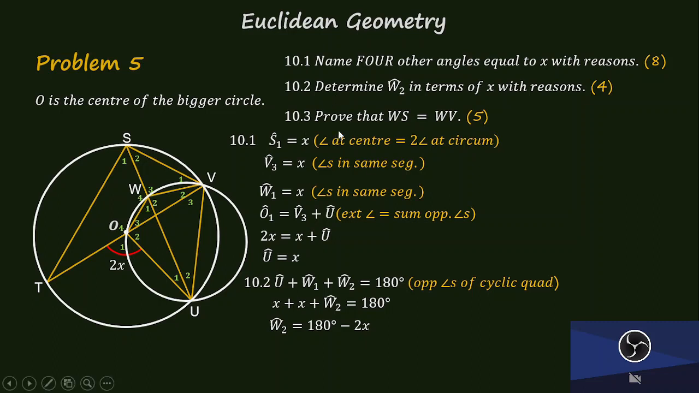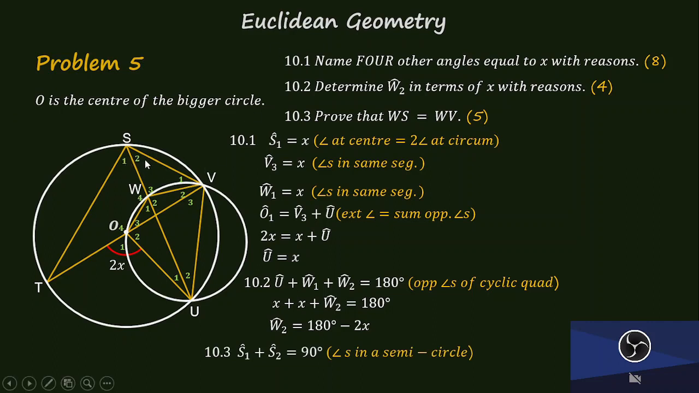The third one, they want us to prove that WS equals WV. Remember the isosceles triangle. Every time you are asked to prove that this side equals the other side, remember the isosceles triangle. So what is required of you to prove is to show that S2 equals V1. Let's do that.